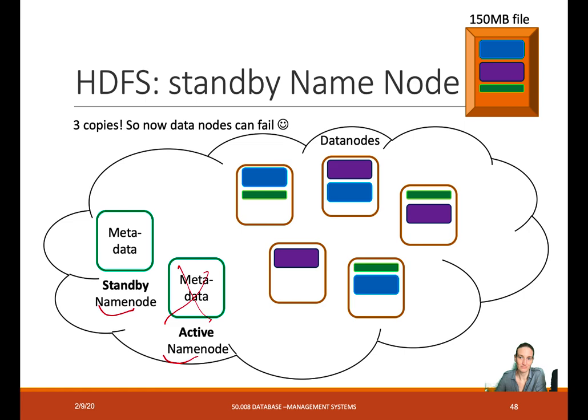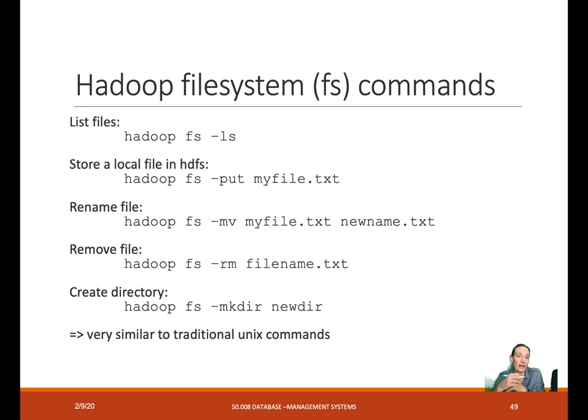So that's it. That's really how the Hadoop file system works. You can set all these things when you set up your nodes. You can set the number of nodes you want to keep, the number of standby name nodes, and a different default file block size. That's all possible.